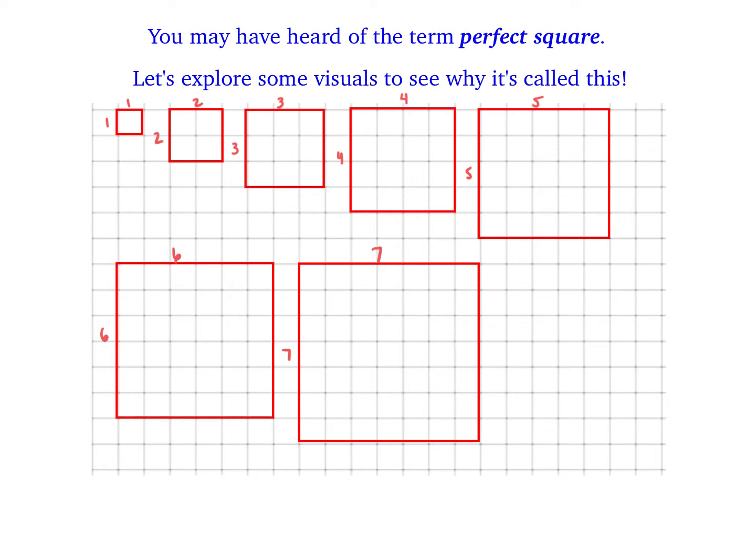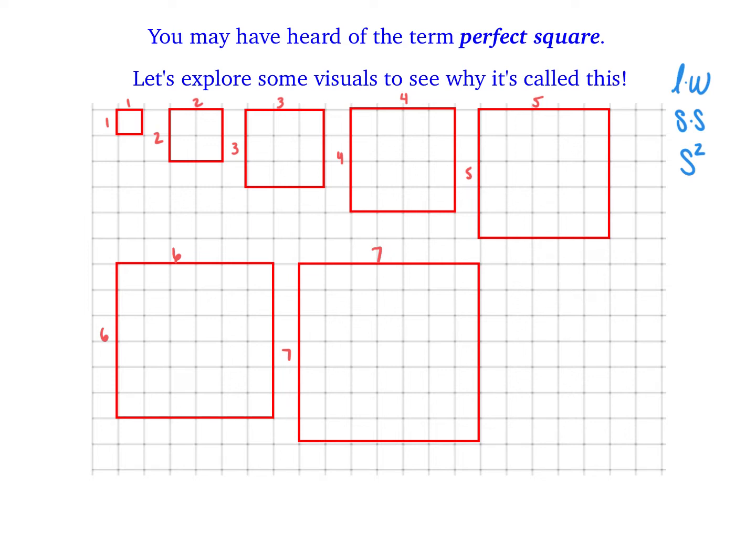exploring these visuals. So if we look at all of these squares, we're ranging in sides from 1 by 1 all the way up to 7 by 7. And if we think about the area of a square, or any rectangle for that matter, it's from multiplying those sides together, so like length times width. Since these are squares, both of those values are the same, so we could also write side times side or side squared. So the areas of these squares would be perfect square numbers.